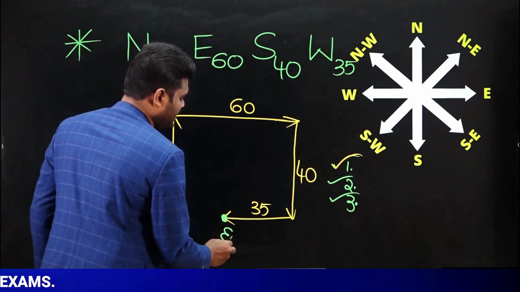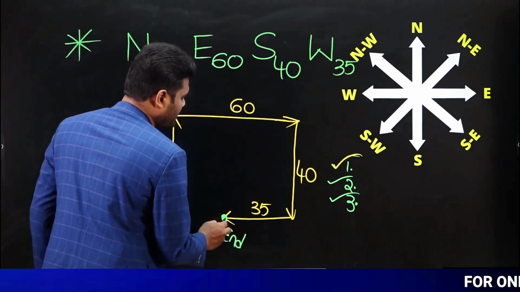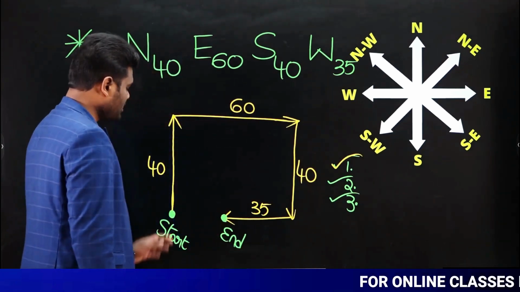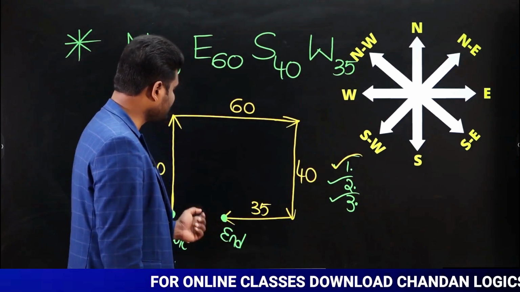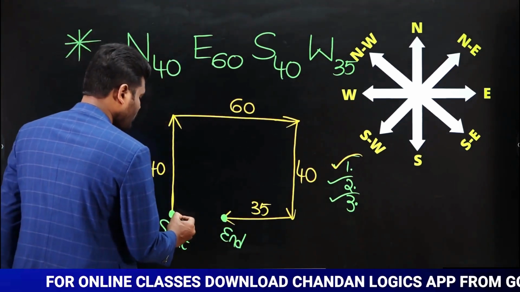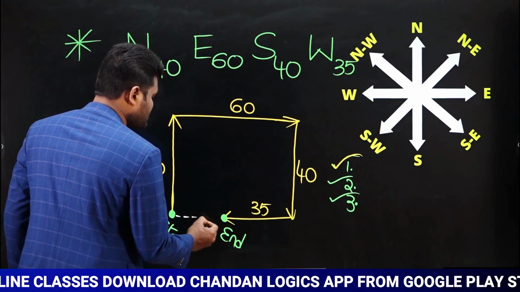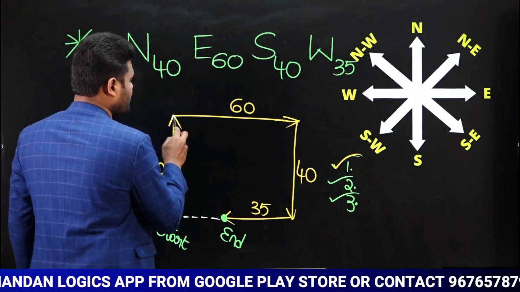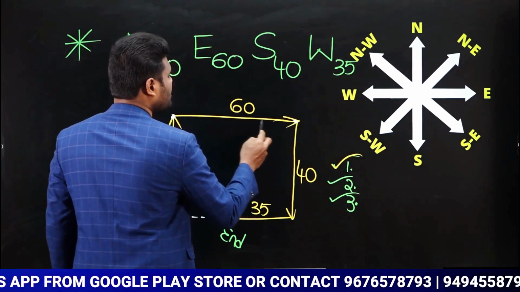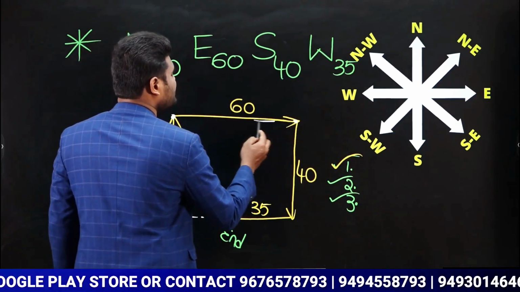Yes, this is the ending point. He finally stopped at this particular place. Now if you observe, this is the starting point and this is the ending point. So now we need to know the distance between these two. What is the distance between these two? From here to here, from here to here, the total is 60 meters.